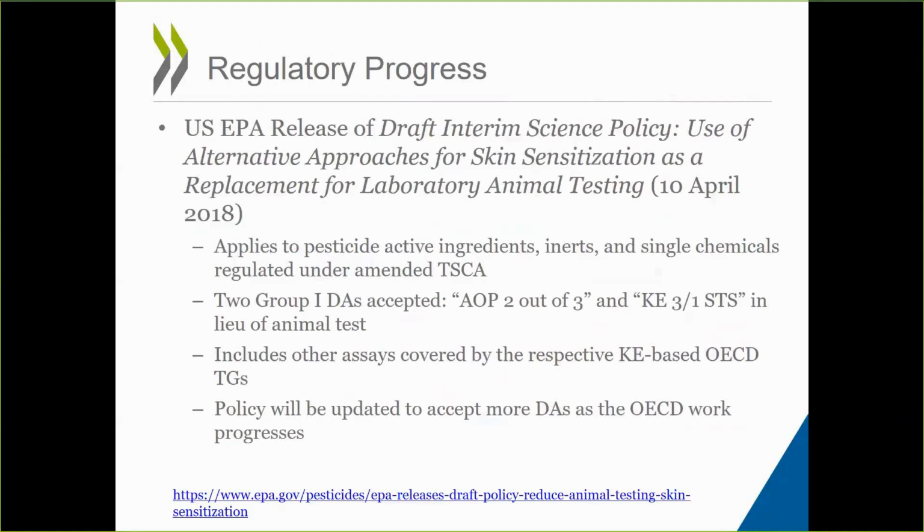So we already have an example where regulatory authorities are accepting defined approaches rather than the animal data. And this agreement to accept these data includes other assays that are covered by the key event-based OECD test guidelines, so that AOP we showed. So that's just to say that this really is getting some regulatory acceptance.